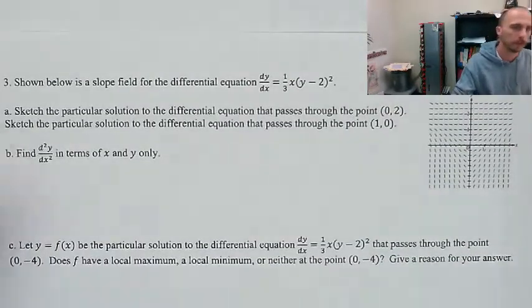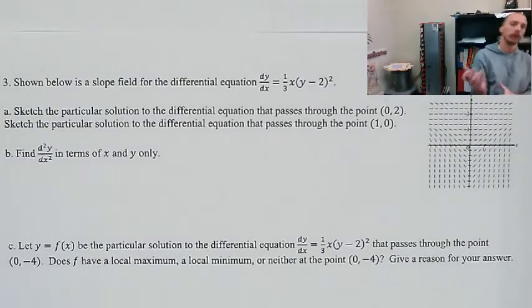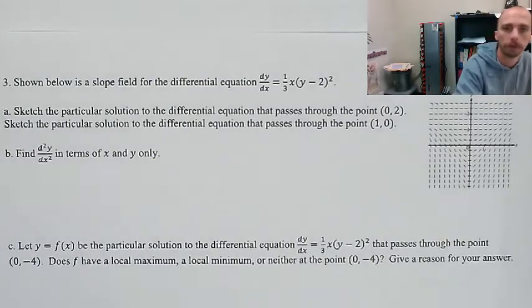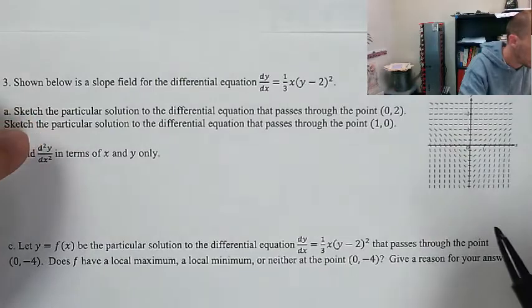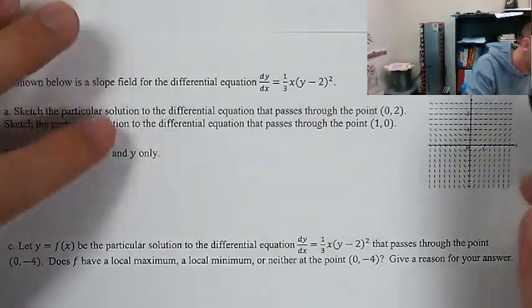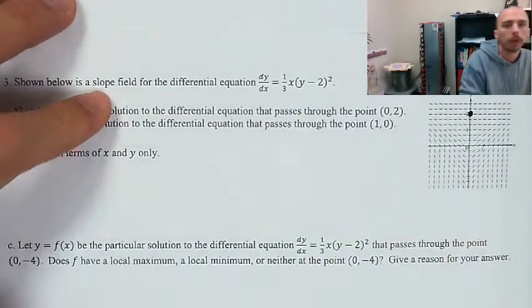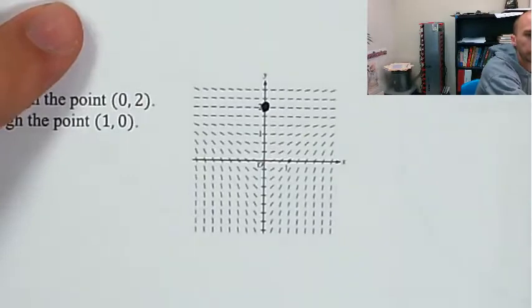All right, next we've got another differential equation, but this is one where they're going to give you the slope field already produced. And then you probably know what's going to happen after that. You're going to have to color in a solution curve and hopefully stay in the lines. So sketch the particular solution to the differential equation that passes through the point 0, 2. Okay, that's this one. Okay, here at 0, 2, let's look a little closer at this.